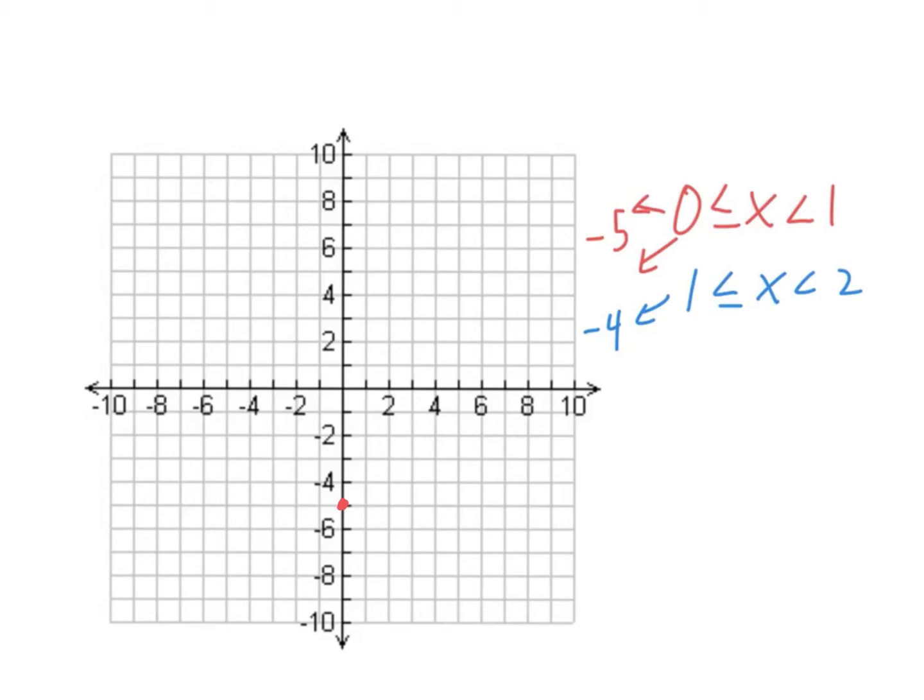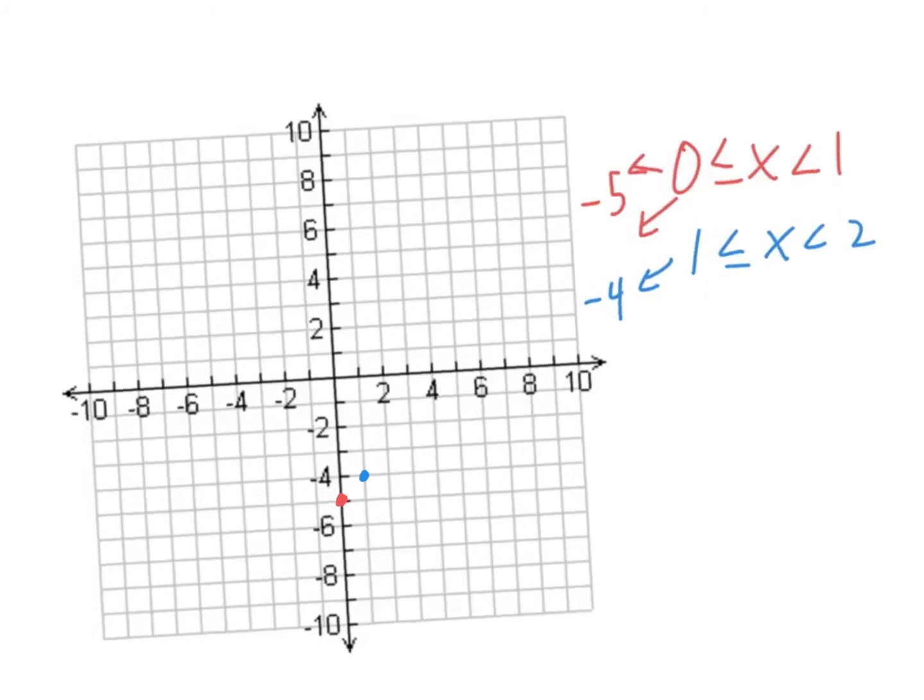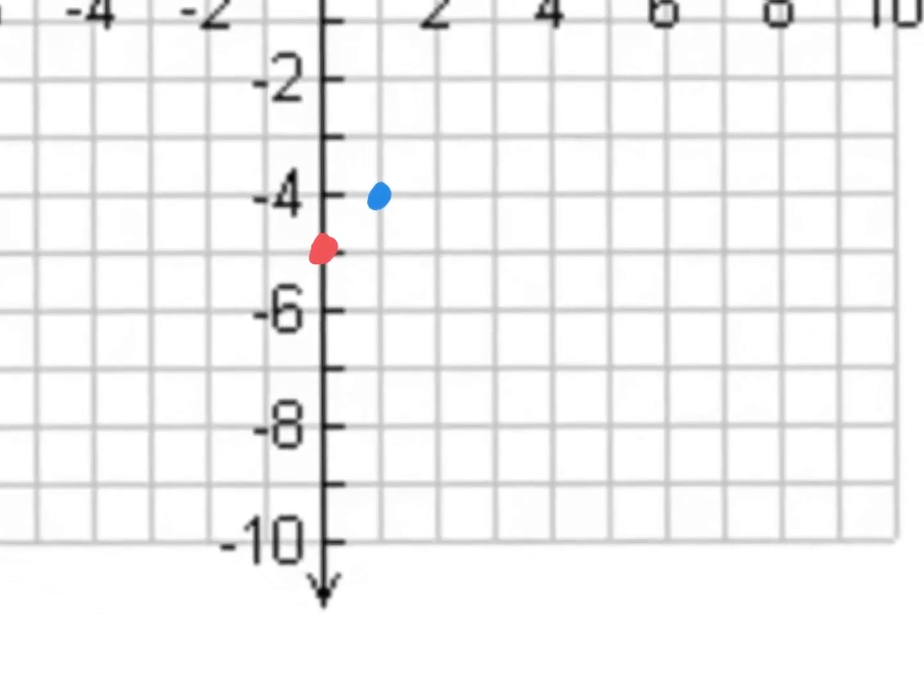Okay. When x is 1, y is -4. So I have another point right here. But keep in mind something, and I'm going to zoom in on this a little bit. So keep in mind something. What we said was that y equaled -4 for all these decimals in between 0 and 1.